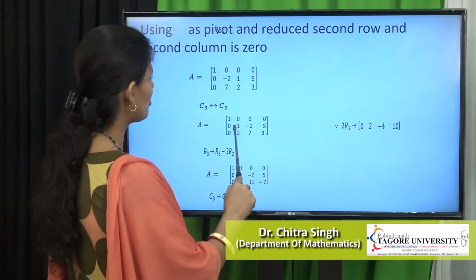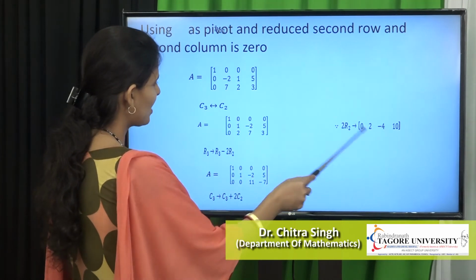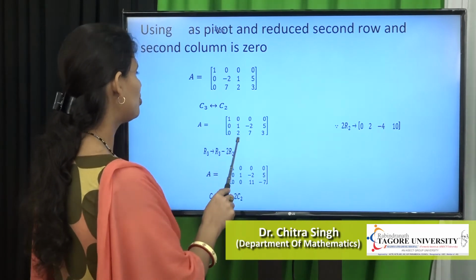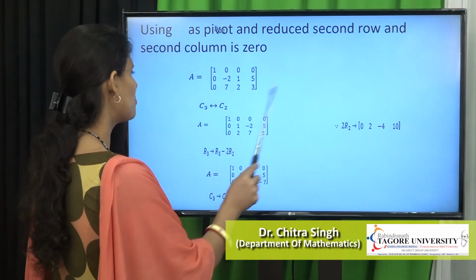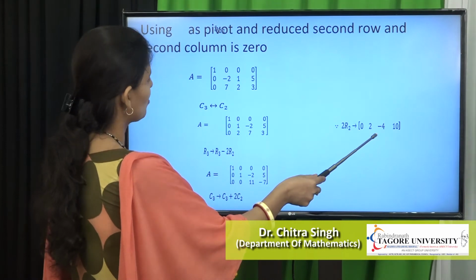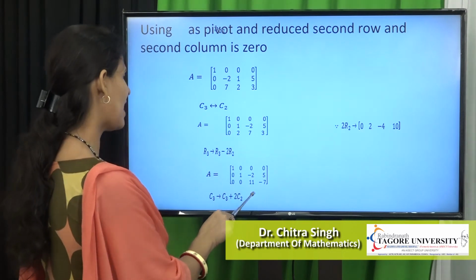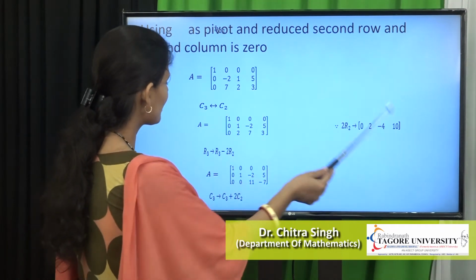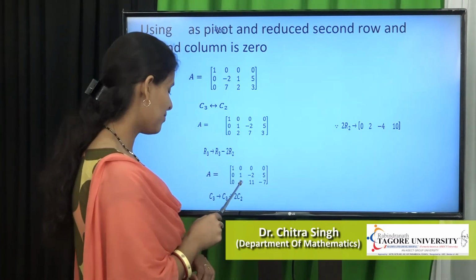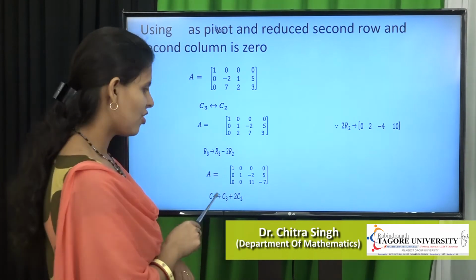The 2R2 row is 0 multiplied by 2, so you get 0, minus 2 into 2 is minus 4, 5 into 2 is 10. So you subtract R3 minus 2R2: 2 minus 2 you get 0, 0 minus 0 you get 0, 7 minus 4, which is 7 plus 4, you get 11. Again 3 minus 10 you get minus 7. So you see that in the third row, the second element is also 0.